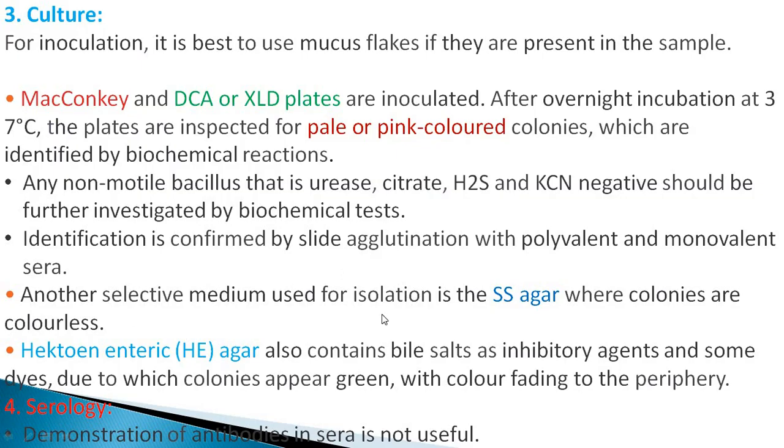Another selective medium used for isolation is SS agar, where colonies are colorless. Then there is Hektoen enteric agar, which also contains bile salt. Bile salt acts as an inhibitory agent, along with some dyes, on which colonies appear green with color fading toward the periphery. Serology: demonstration of antibodies in the serum is not useful.